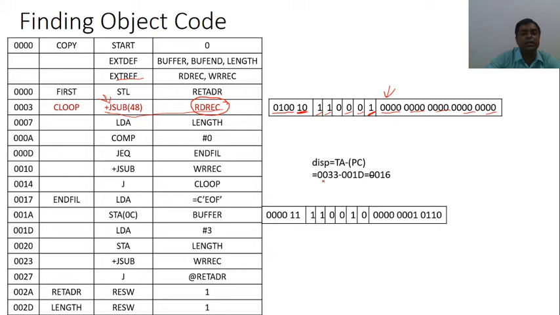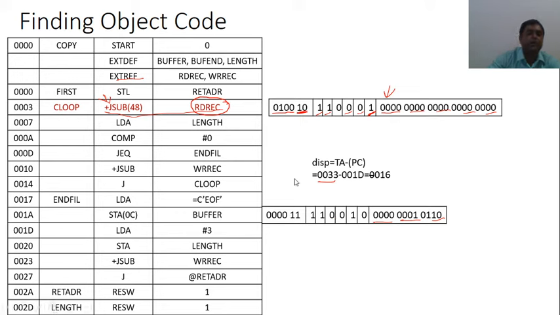What is the target address? 0033, minus the content of PC. What is the content of PC? 001D. We will get the displacement as 016. I truncated the 0 here; it is written here as 016. So what will be the object code? This will be the object code.